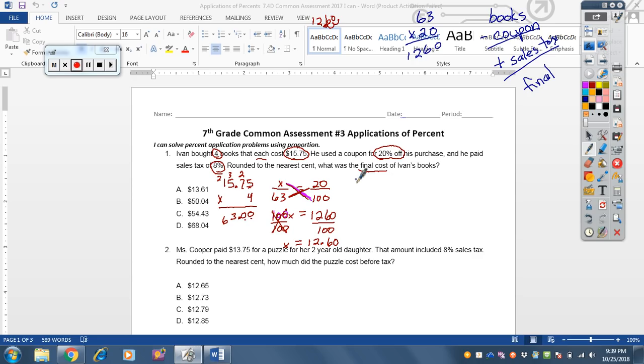So now, I keep wanting to switch colors. Oops. I said I was going to find the cost of the books and the coupon and subtract. So the books cost $63 and the coupon is $12.60. So I can subtract now. And get $50.40. Now I need to add the cost of the sales tax.